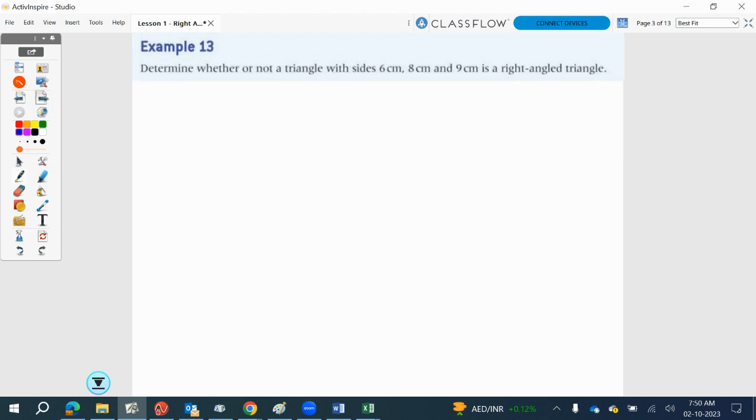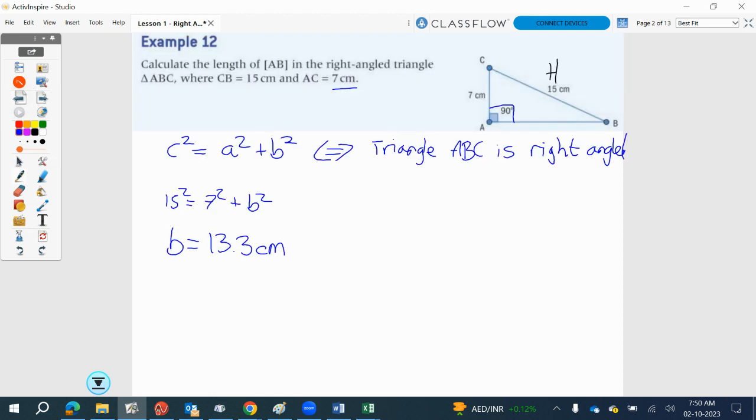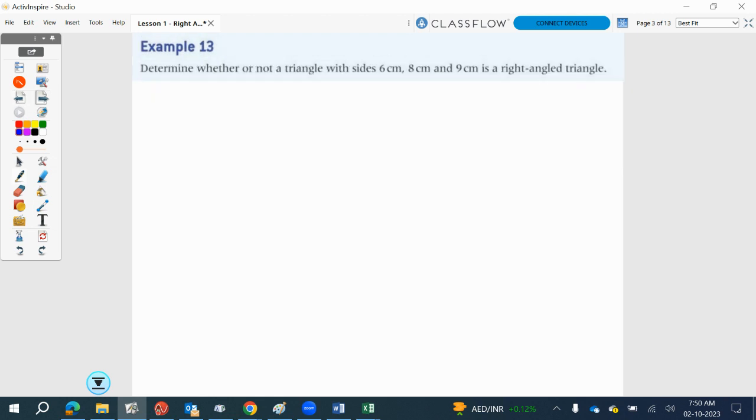Okay, determine whether or not the triangle with sides 6, 8, and 9 is a right-angled triangle. So this is what we call the converse of Pythagoras' theorem. If we look back to the theorem, I wrote it in the converse. So if this is true, then it implies that it is right-angled. So we can solve this in the same way.